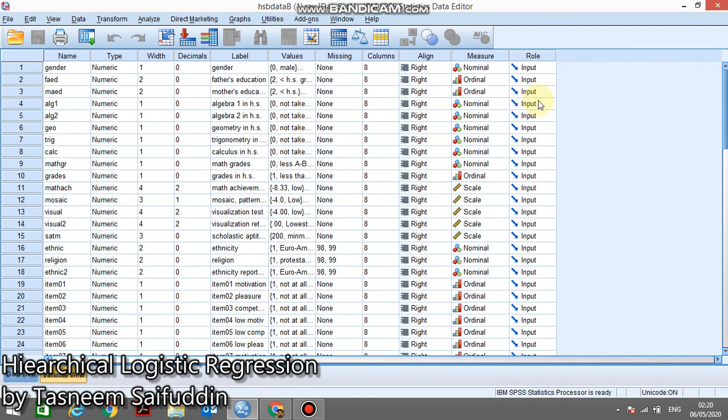Today we are going to perform hierarchical logistic regression on SPSS. This time, we ask the computer to enter background variables, gender and parents' education, first, and then on the second step or block we enter mosaic and visualization test. Let's see how we perform this.